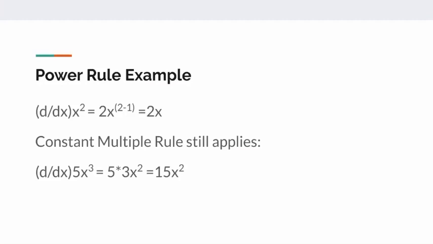For this, you can tie it into the constant multiple rule we talked about earlier. In this example, 5x cubed, you can separate it into 2 things, 5 and then x cubed, and then multiply at the end. For x cubed, you move the 3 to the front and you subtract 1 from the exponent, as we did earlier with x squared, and it becomes 3x squared. And then you multiply that by the 5, still using the constant multiple rule, and it becomes 15x squared.